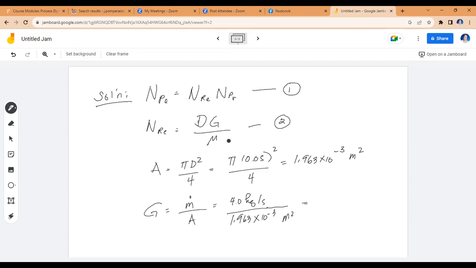Now, in this case, your answer for the G is 2.038 times 10 raised to 3. So, of course, kilogram per square meter per second. And this is the G that should be substituted here on your Reynolds number. So you can now get your Reynolds number.